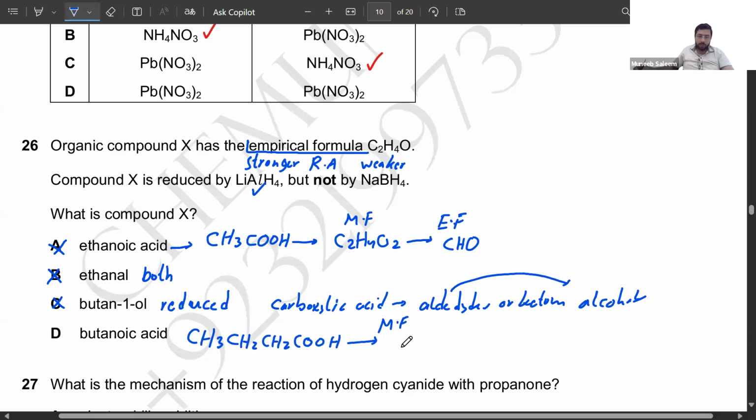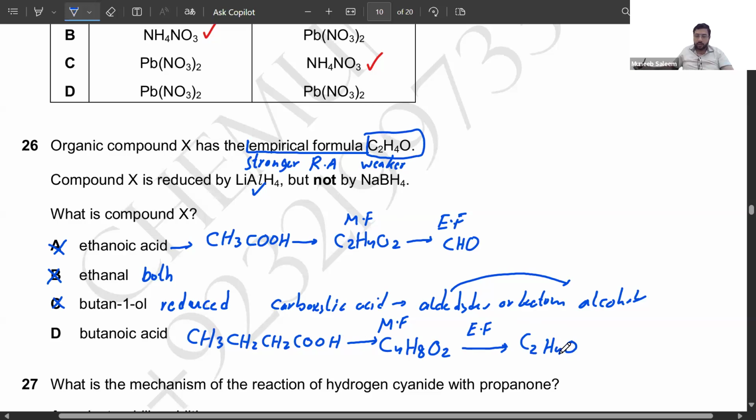So the molecular formula would be C4H8O2. If you count, there are 8 hydrogen atoms and 2 oxygen atoms. Now that's its molecular formula. Now its empirical formula would be C2H4O. That's the same empirical formula which you will see over here.